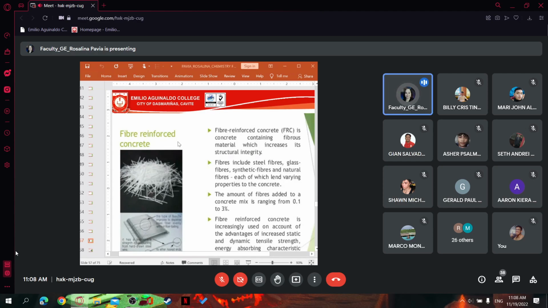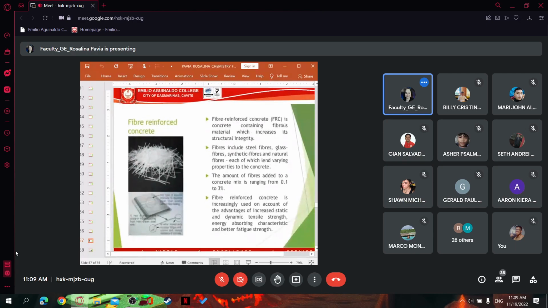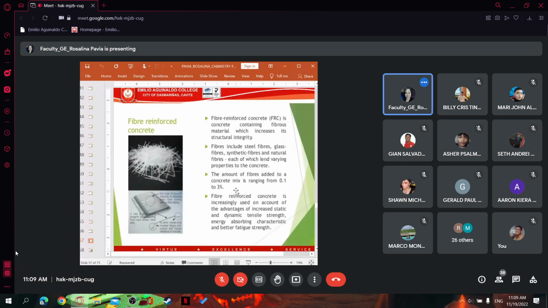So we also have what you call the fiber reinforced concrete. Last saglit lang.